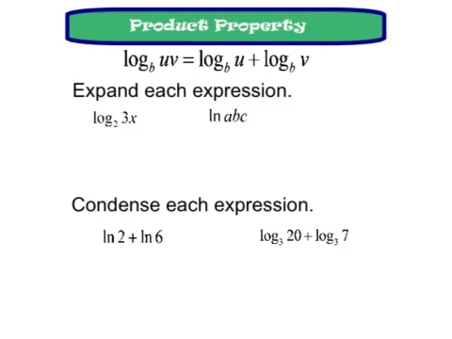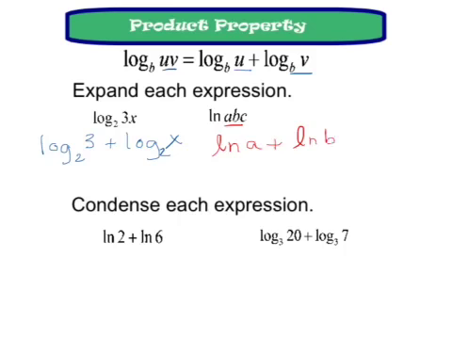Now let's do a few examples of the product property. The product property says two things multiplied will split into addition. So for example, log base 2 of 3x, we can turn this into log base 2 of 3 plus log base 2 of x. Similarly, if we have three things that are multiplied together, the natural log of a, b, c, we can change this to natural log of a plus natural log of b plus natural log of c.